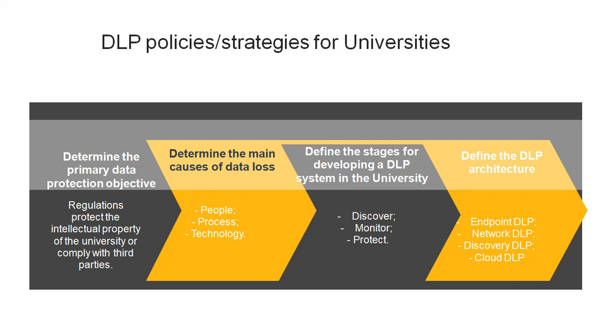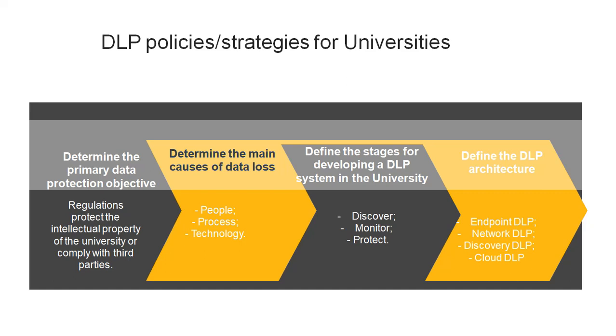Then define the stages for developing a DLP system in the university to discover the information, to monitor the information process and all the stages and people that work with that information, and finally to protect the information. And in order to do so, the university needs to define their own DLP architecture. In this paper, we have pointed out 4 main DLP architectures.